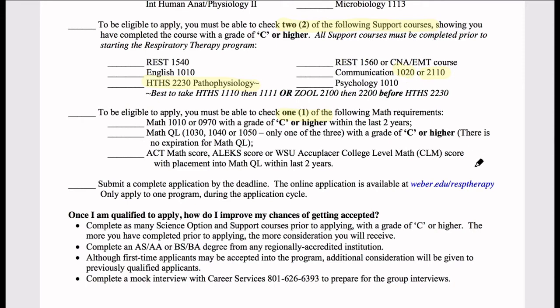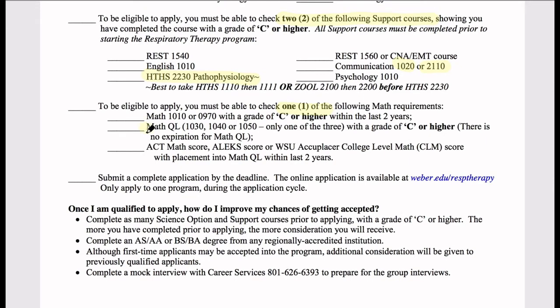Then we have math. For math, to be eligible to apply, you either have to have Math 1010 or Math 970 with a C or higher within the last 2 years. If you have Math QL done, which is what we highly recommend, please do Math QL. 1030 contemporary math, 1040 statistics, or 1050 college algebra. Be sure again and watch that English and math video found on this page that you found this video.